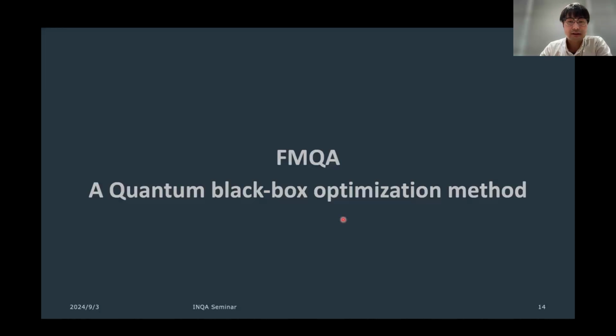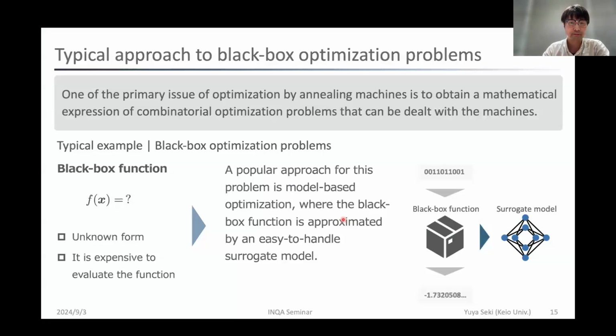So in the next part, I will introduce FMQA, which is a quantum black box optimization method to solve black box optimization problems. Okay, before going to the detail of FMQA, I will introduce a typical approach to the black box optimization problems.